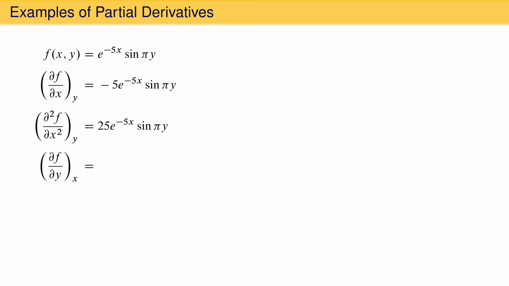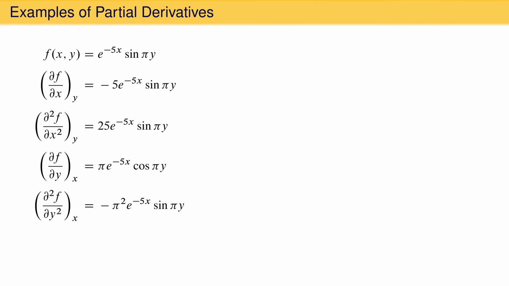The partial derivative of the original function with respect to y is found with the product and chain rules, treating x as a constant, to be pi times e to the negative 5x times cosine pi y. The derivative of this with respect to y is the second partial of f with respect to y and can be evaluated to be negative pi squared e to the negative 5x times sine pi y. Remember that x was treated as a constant.